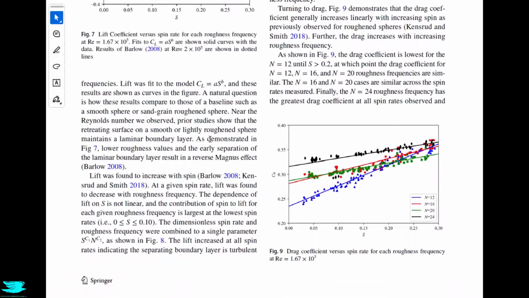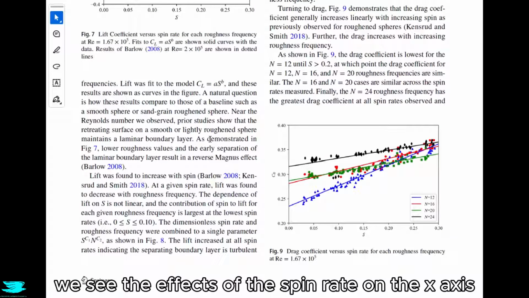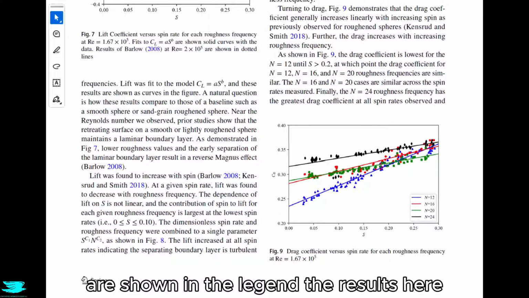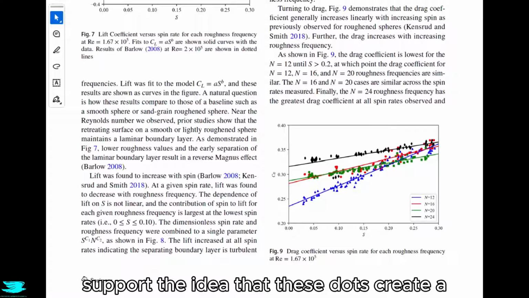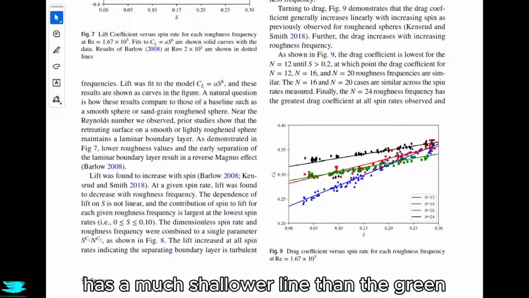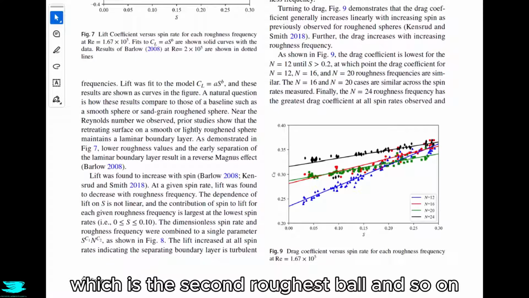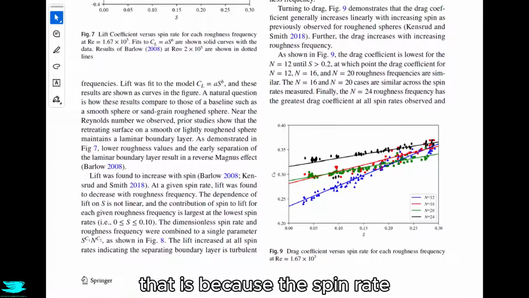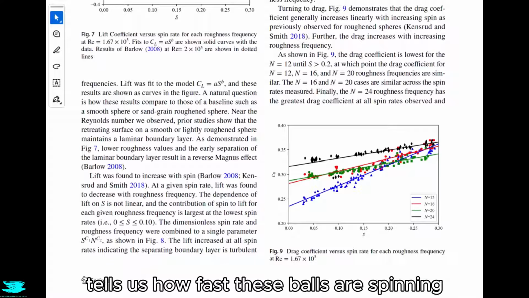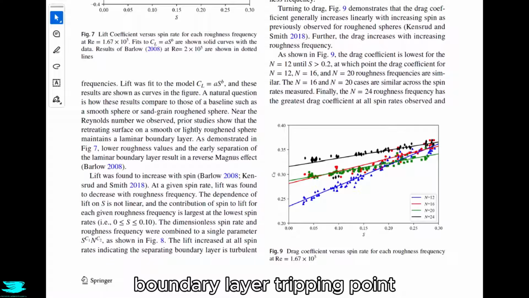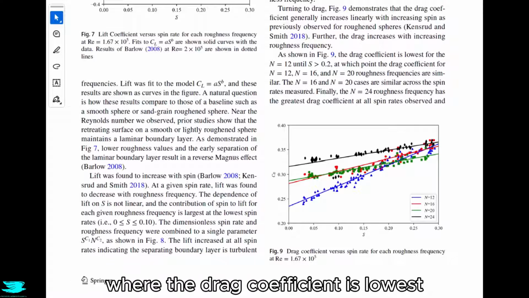So in figure 9, we see the effects of the spin rate on the x-axis with the drag coefficient on the y-axis. The different surface roughnesses are shown in the legend. The results here support the idea that these dots create a transient aerodynamic effect. That's because the black line, which is for the roughest ball, has a much shallower line than the green, which is the second roughest ball, and so on as you reduce the roughness down to the blue line. The reason I think that is because the spin rate tells us how fast these balls are spinning. The faster the spin rate, the sooner a dot will rotate into the optimal boundary layer tripping point, where the drag coefficient is lowest.